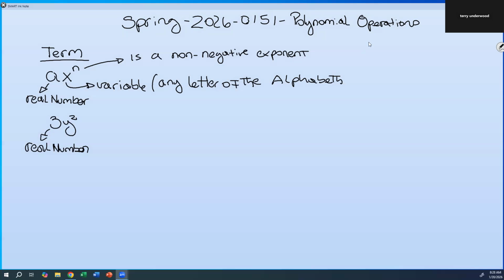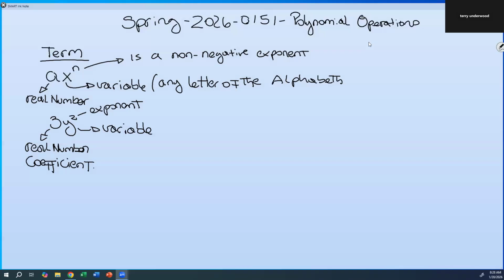Then y is your variable and 2 is your exponent. The real number is called a coefficient. And we need to remember this name because in the first question of this assignment, you will probably find you have to define what is the leading coefficient. The coefficient is the numerical part of the term.